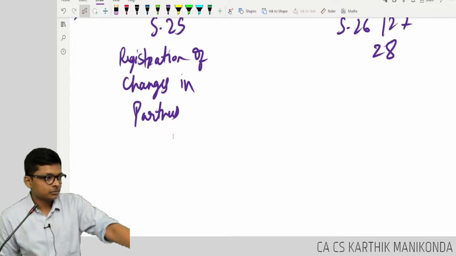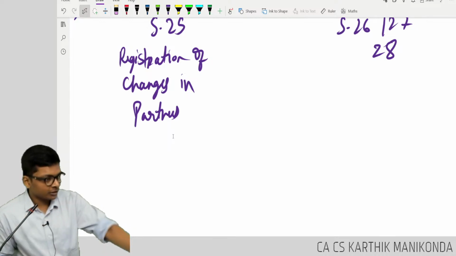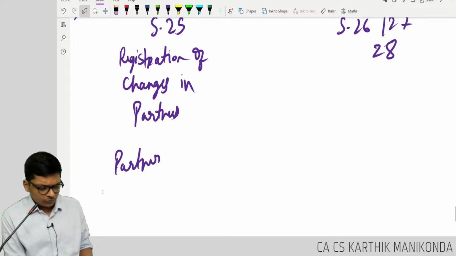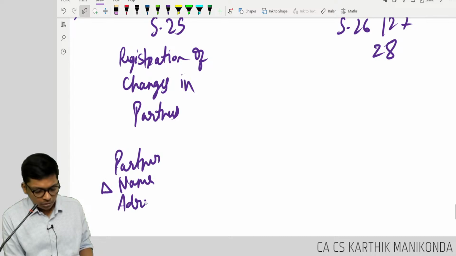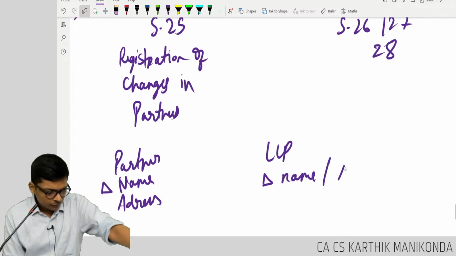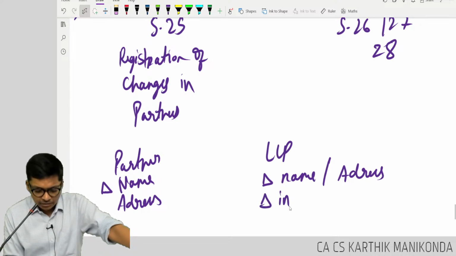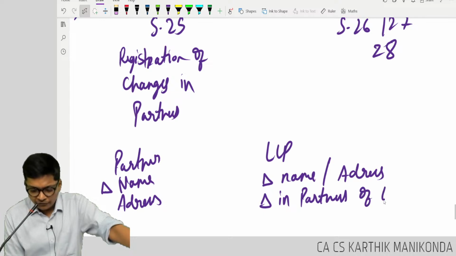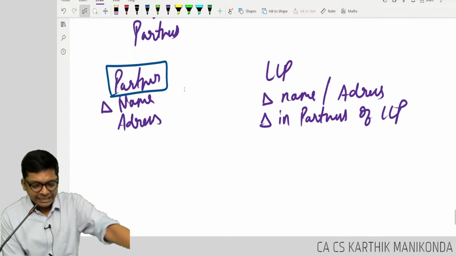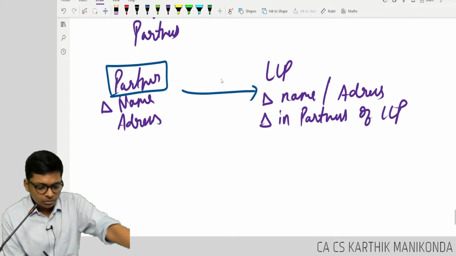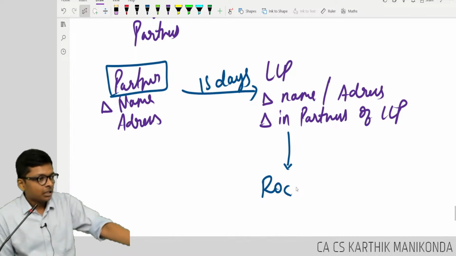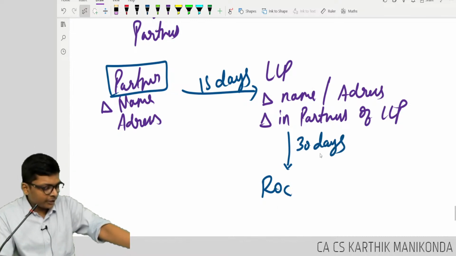Generally, intimating ROC within 15 days, is to intimate whom? Individuals to LLP. Okay. Write down. See, follow. If a partner changes his name or address, and if LLP changes its name or address or a change in partners of LLP, follow carefully, guys. Look at this. If the partner changes his name or address, he has to intimate LLP within 15 days. LLP has to, what we discussed was, intimate ROC within 30 days. Are you guys following? Are you understanding?